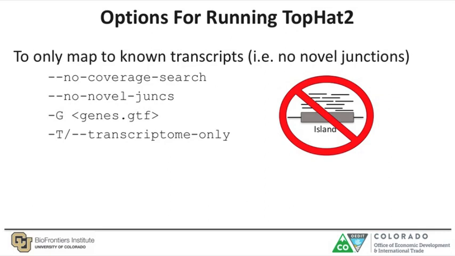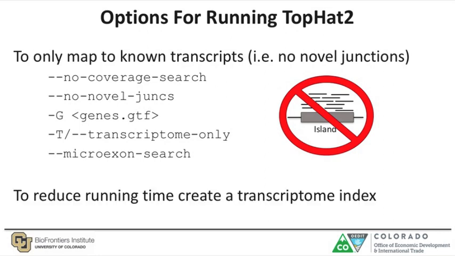Lastly, one option I suggest that you always include in your TopHat command, particularly if you have longer read lengths, is the micro exon search option, which enables TopHat to find alignments spanning extremely small exons. Running TopHat with these options will likely be the quickest way to align your RNA-seq reads, and to speed things up even more, especially when running multiple TopHat jobs, you can index the transcriptome a priori and save it in a separate location, just like you would a genomic index.